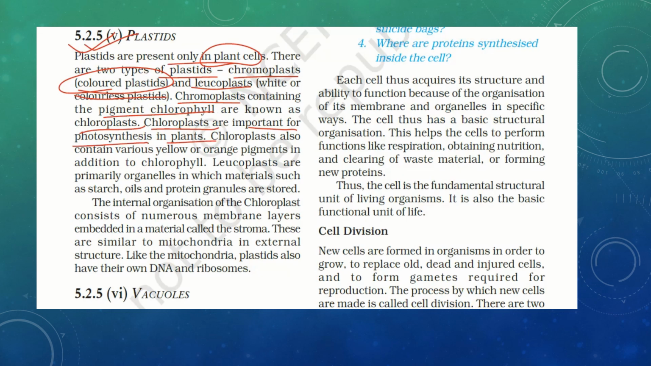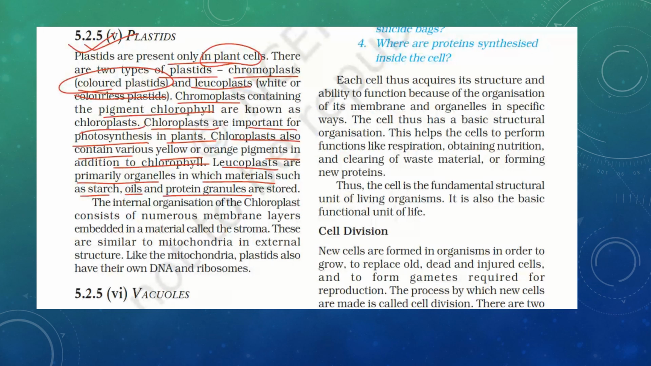We all know that in previous classes we have studied the photosynthesis process. Chloroplasts also contain various yellow or orange pigments in addition to chlorophyll. Apart from green pigments in the leaves, we have seen orange, red or other pigments, and they are all present in the chromoplasts. Leucoplasts are the primary organelles in which materials such as starch, oil and protein granules are stored. They are colorless membrane-bound organelles.